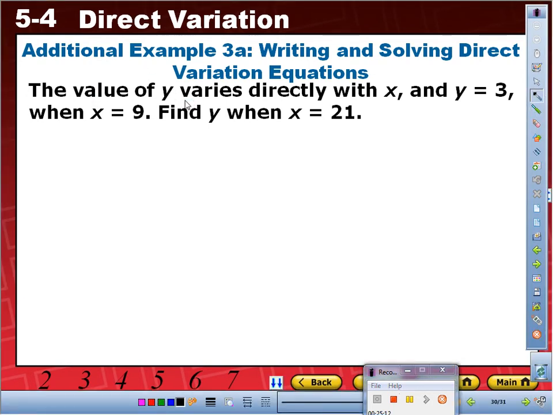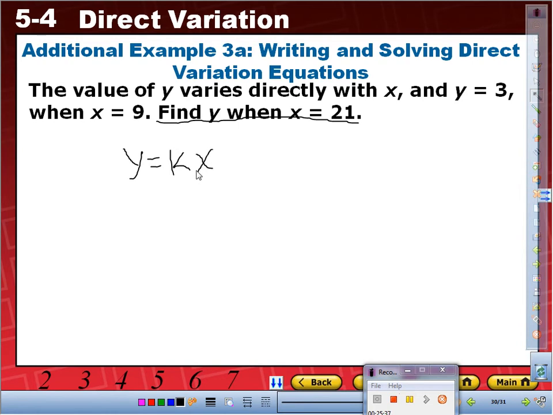It says the value of y varies directly with x. What they're telling you is that this is a direct variation. You're no longer going to be looking to see if it is. This is already a direct variation. So this is what we need to do in order to get this last part. Find y when x is 21. We need to write our y equals kx form. That's our direct variation because we already know that it is. Are we there? Next, I'm going to substitute the first two values that they give me, one for y and one for x, into this original equation.